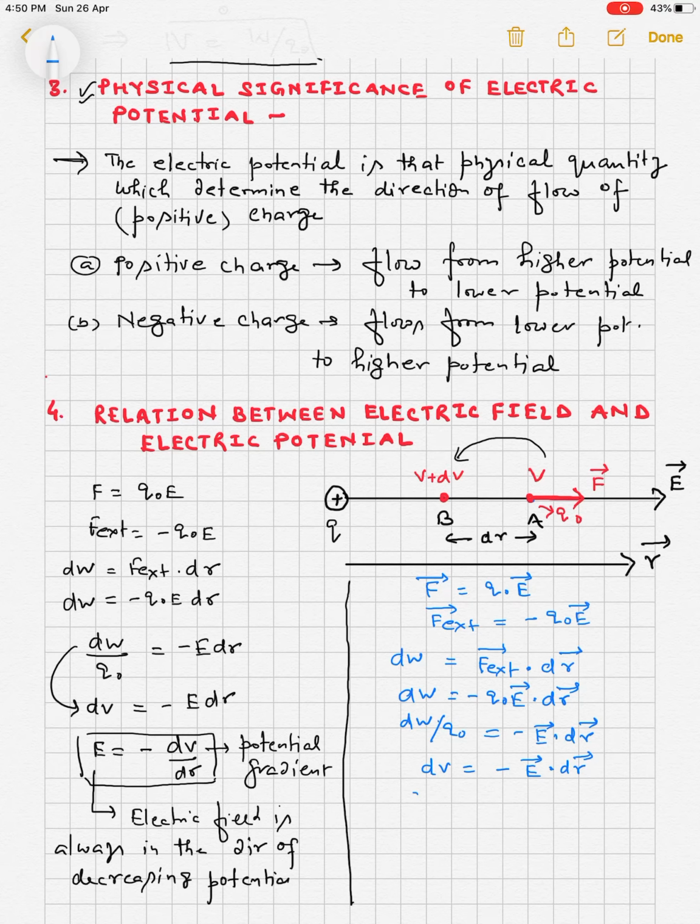So for the total change, we integrate dV from point A to point B. At point A the potential is VA and at point B it is VB, so it is equal to minus integration E dot dr. So here we have VB minus VA is equal to negative of integral E dot dr. So the potential difference between 2 points is equal to negative of the line integral of electric field in moving a unit positive test charge against the electric field from point A to point B.